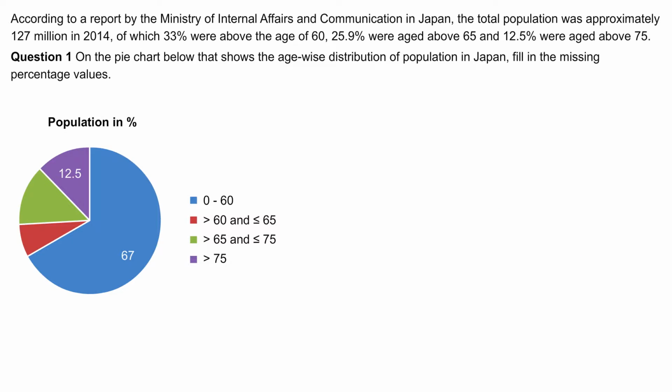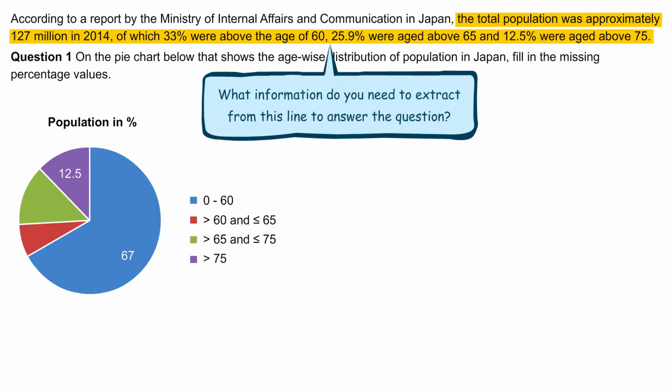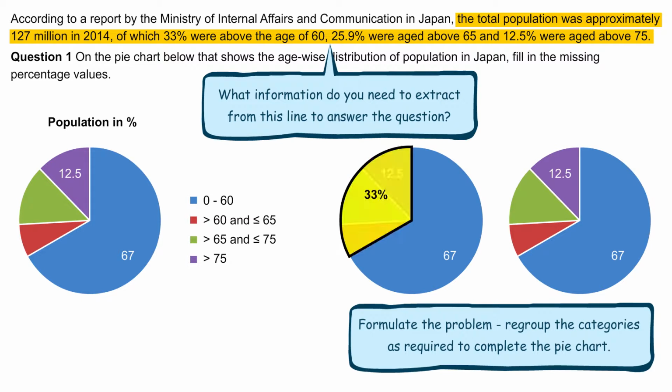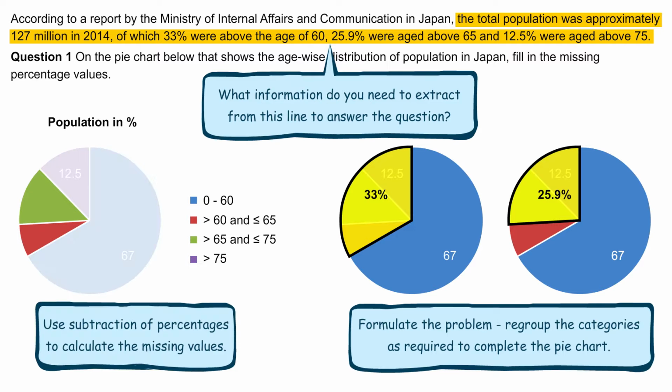The first part of the question requires an understanding of quantities expressed in percentages. What information do you need to extract from this line to answer the question? Formulate the problem, regroup the categories as required to complete the pie chart. Use subtraction of percentages to calculate the missing values.